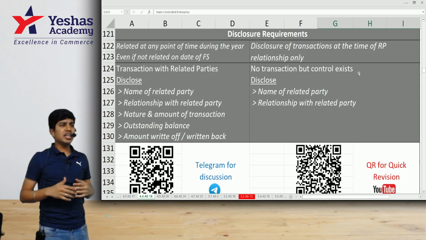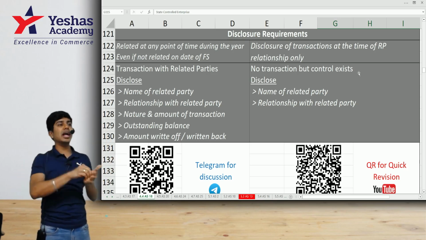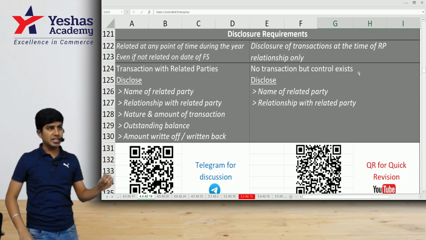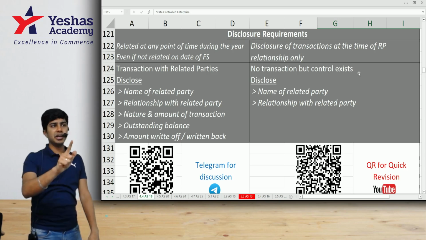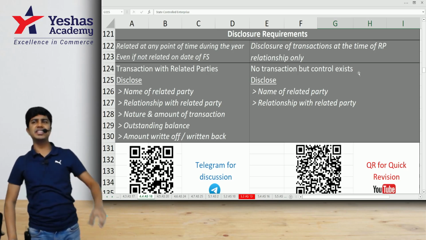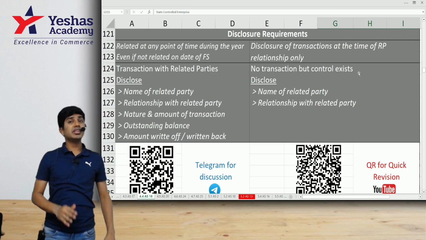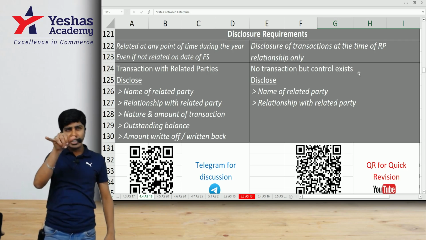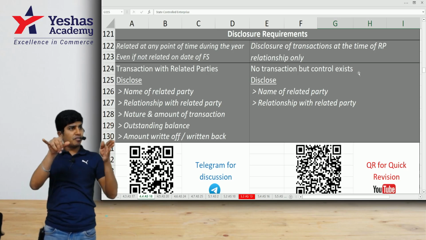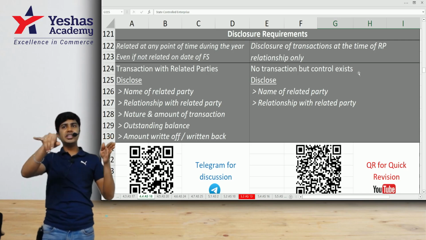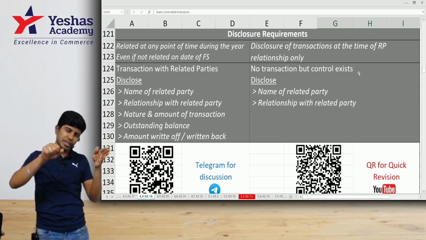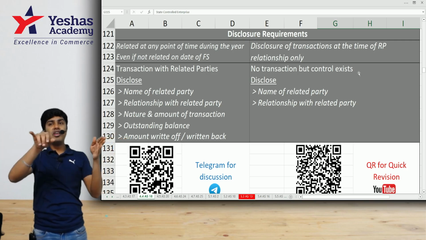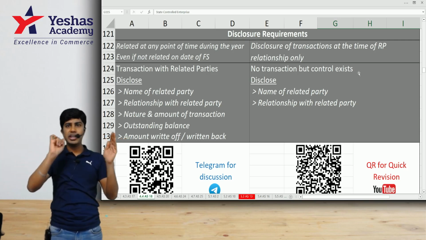Get it? If you can't disclose, tell why you can't disclose. And even if there are no transactions, still disclose the name of the related party and the relationship with the related party. Couple of other points that we could not cover in the chart: if a related party relationship is for a certain period during the year, and at the end of the year the related party relationship doesn't exist, because it existed at one point of time during the year, they are related parties. Is the disclosure to be made? Yes. But not for the entire year. Only for the transactions during the period in which they were related parties.